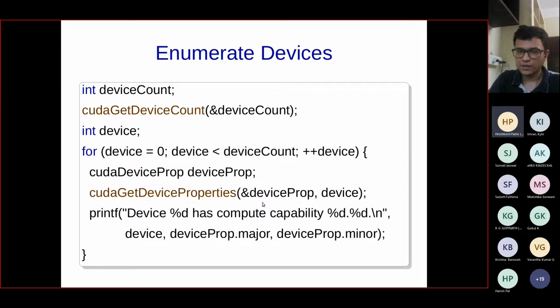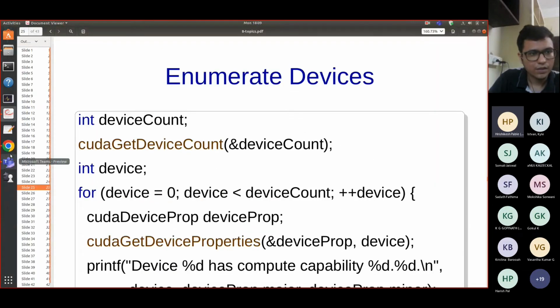So for this device number, we are interested in getting all the properties of it, and then we are printing some properties related to this device. Device number we already know, and we are printing some properties like its major number and minor number, which are stored in this deviceProp variable, which is of cudaDeviceProp type. Okay, so any questions up till this point? Else we'll move to the warp voting. Quickly we'll finish that.